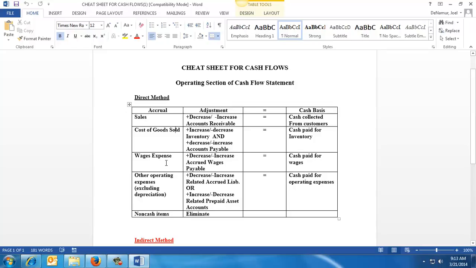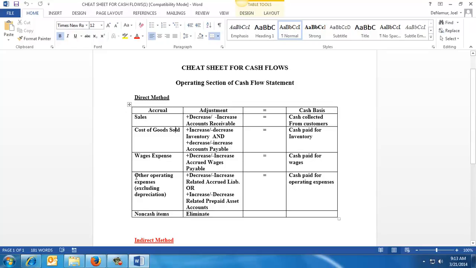Wage expense from the income statement, you will adjust that for accrued wages payable with the decrease or increase as shown on the chart here to figure out the cash paid for wages. And any other accounts, we will take, for example, other operating expenses. If we have a related accrued liabilities, let's say interest expense, something like that, we would adjust it for the interest payable account. So if there's a payable, we add the decrease or subtract the increase.